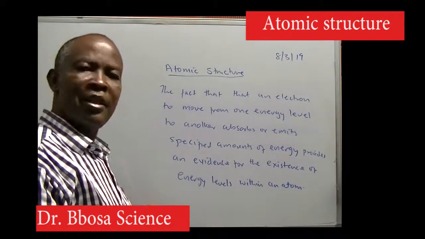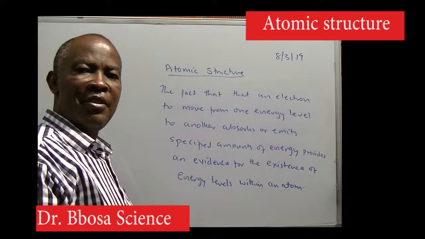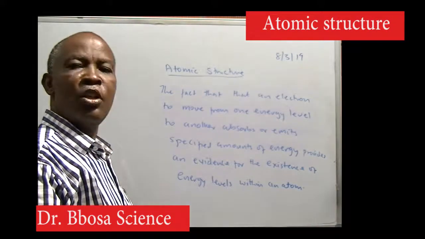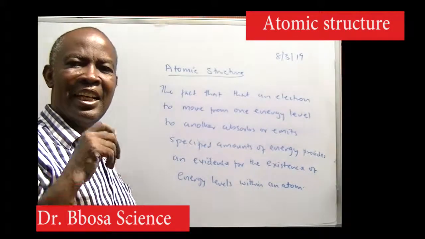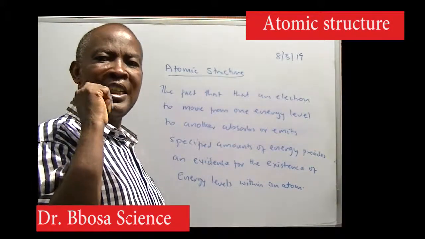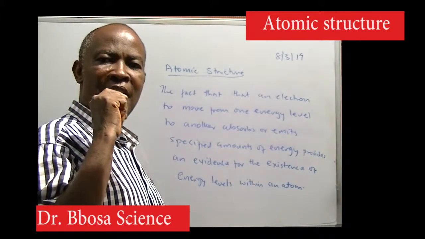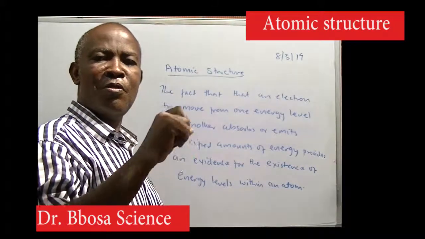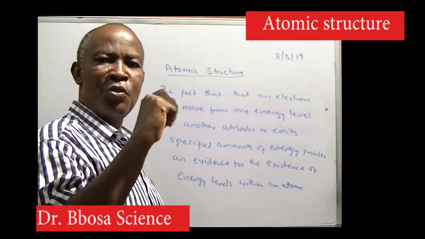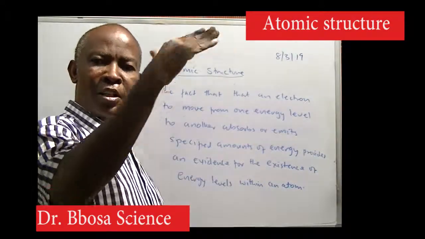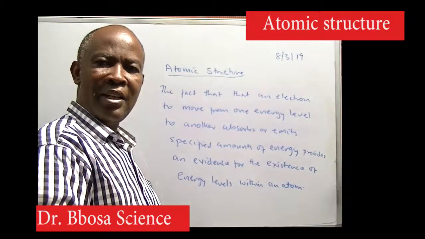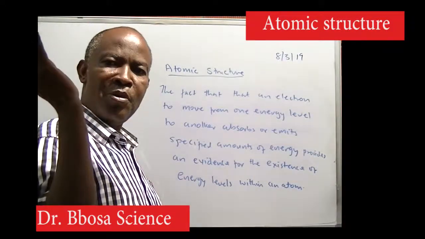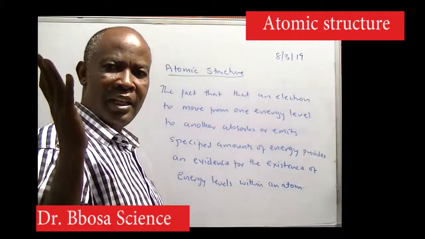An electron can only reside in a certain area called the energy level by having a specified amount of energy. If you lose part of the energy, you fall to a lower energy level. If you absorb extra energy, you jump to a higher energy level.